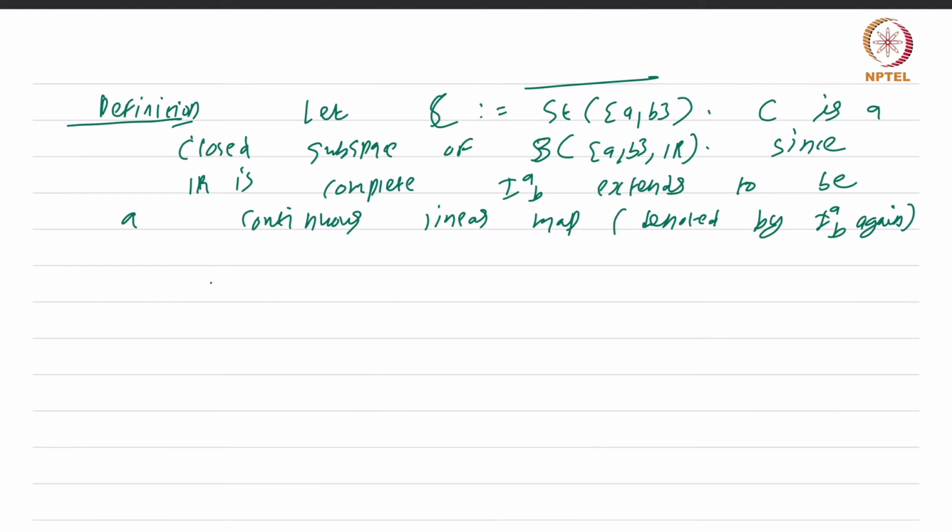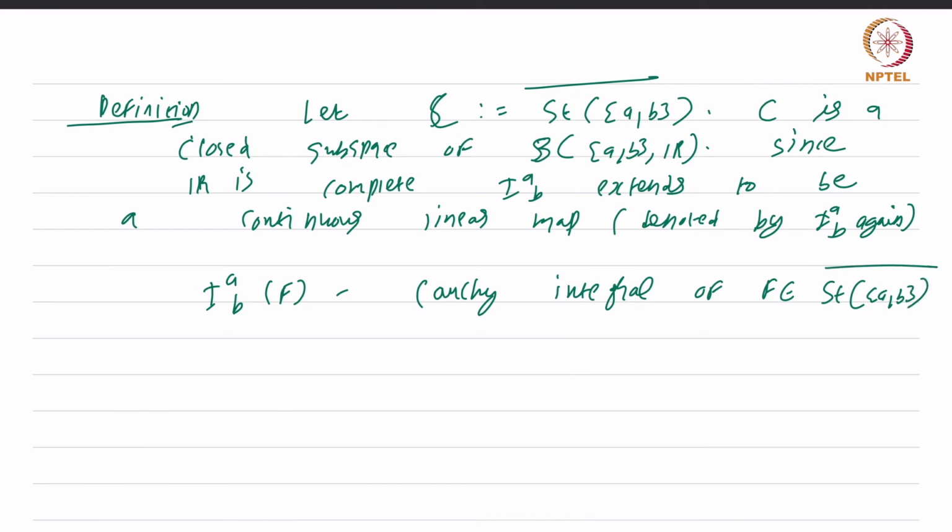Then the definition is: IAB of F is said to be the Cauchy integral of F, which is there in ST AB closure. Elements of this ST AB closure are called regulated maps.